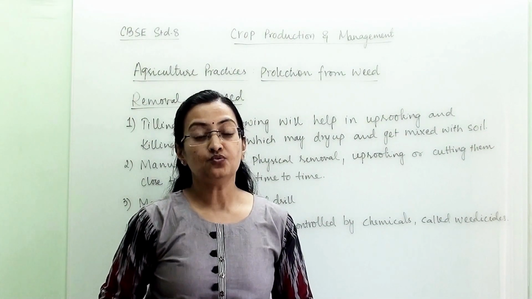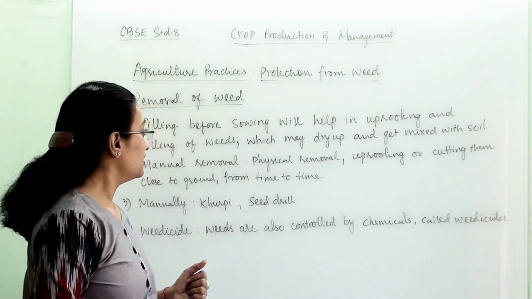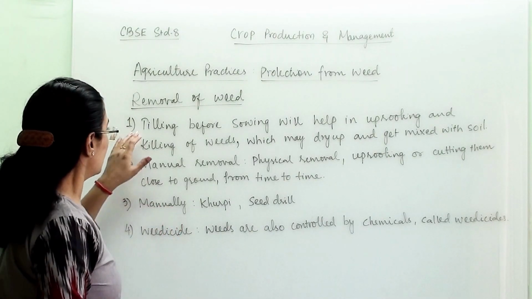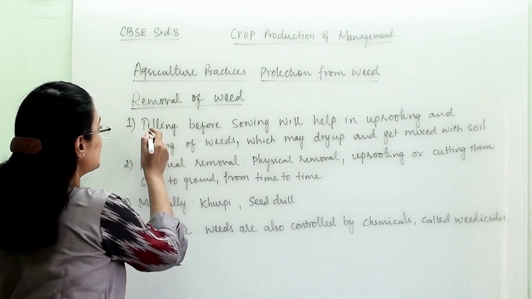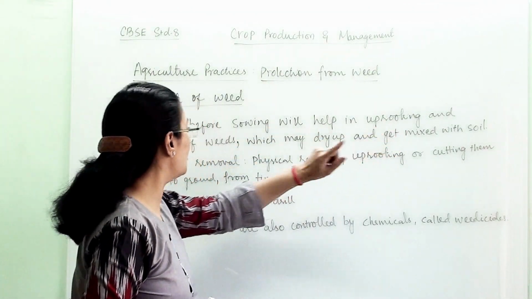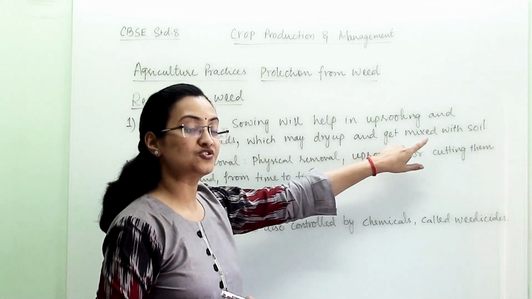Now we know that weeds are harmful for our crops. So it is important that we should remove them. Now these are the methods of removal of the weed. The first method is tilling before the sowing of seed, which will help in uprooting and killing of weed, which may dry up and get mixed with the soil.